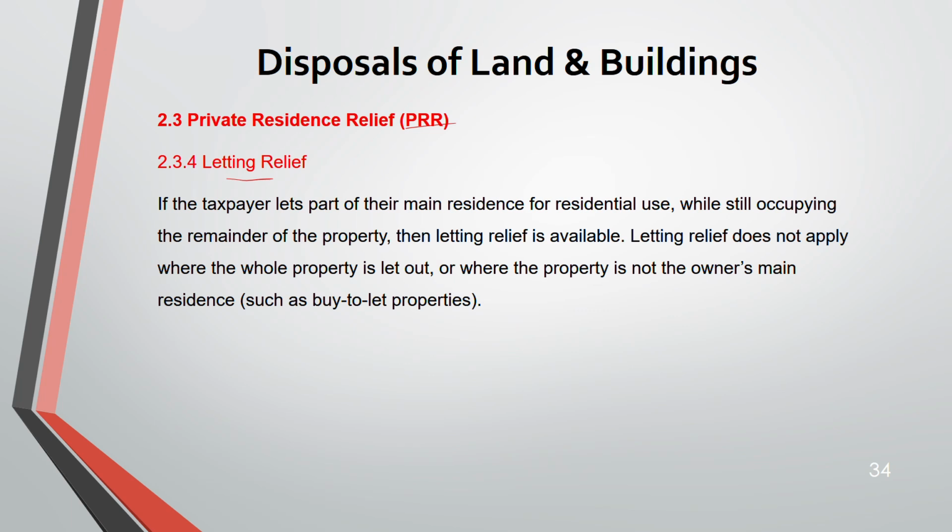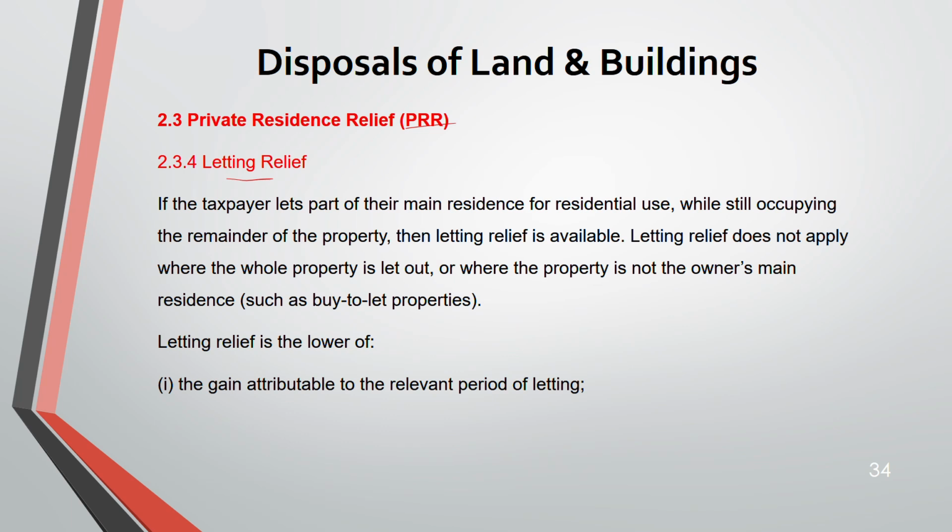And even if the property is not the owner's main residence, then in that case also letting relief will not apply. For example, buy to let. You are buying to let it out. It's like your business. Then you can't get a letting relief. So letting relief is the lower of these 3 things: the gain that is attributable to the relevant period of letting, the gain already exempt under PRR rule, and 40,000. Because you have to calculate the gain exempt under the PRR rule, you have to calculate this first.